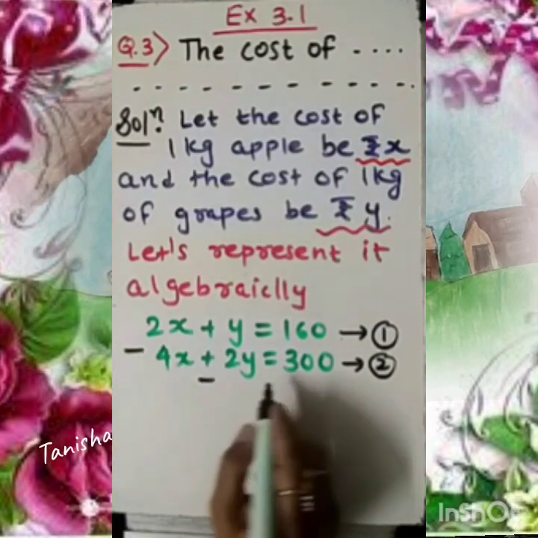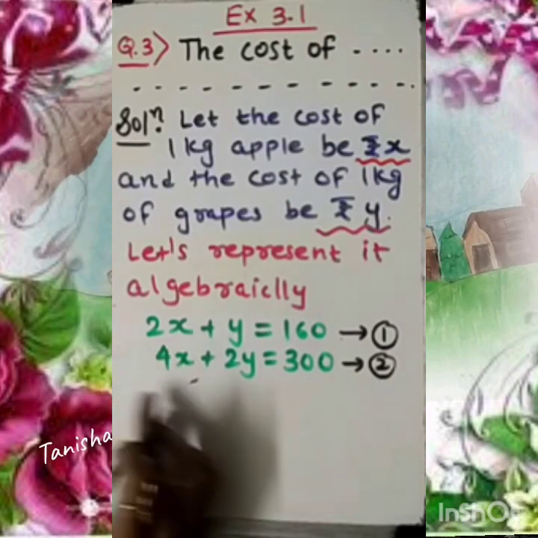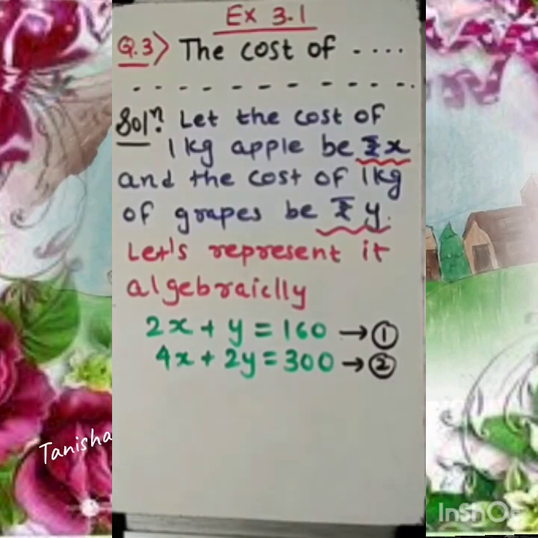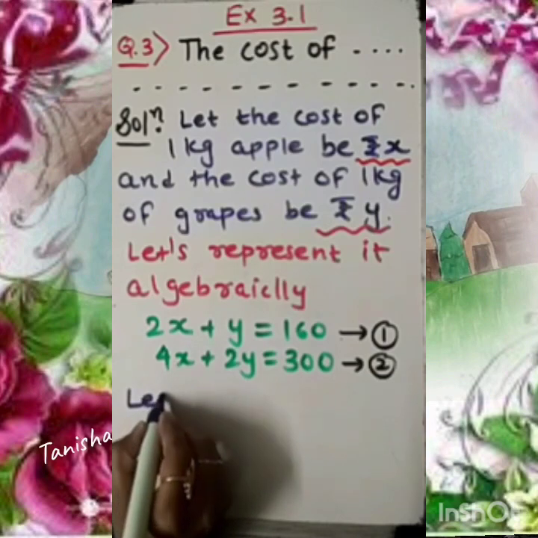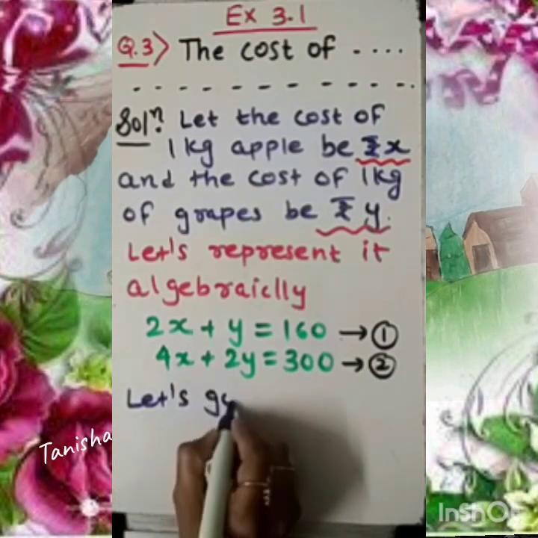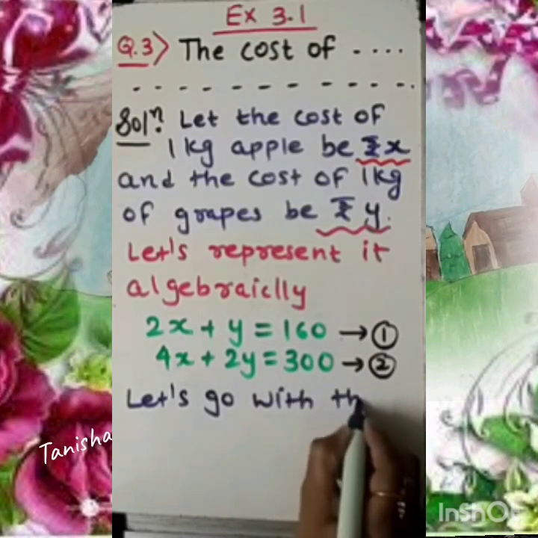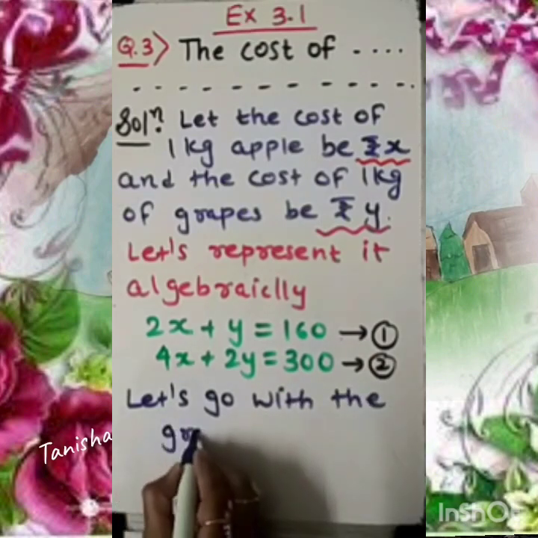Minus, sorry. We need to first, wait. We need to make them like terms. So we need to multiply the first equation. Wait for a while. Okay, so my dear student, let's go with the graphical method.